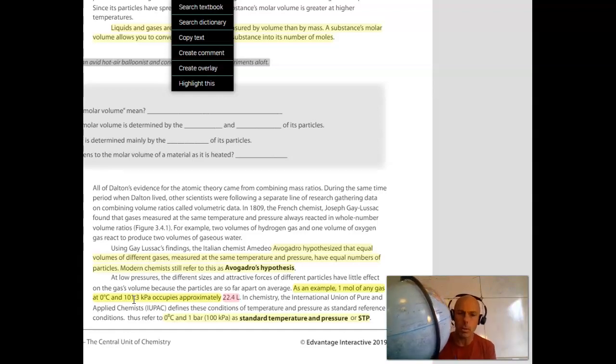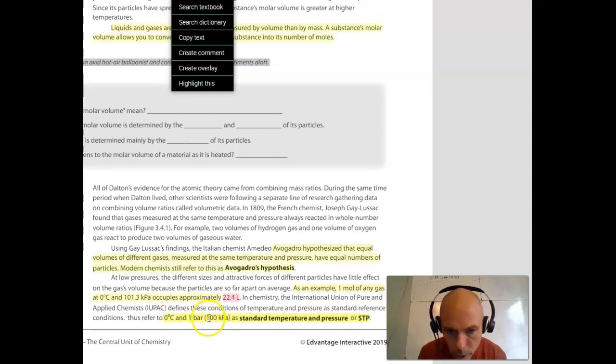6.02 times 10 to the 23, which again is a ridiculously high number of particles. Because we use and refer to this value often, 22.4 liters, coming from 0 Celsius and 101.3 kPa, there's a term to describe that temperature and that pressure, and it's called standard temperature and pressure, abbreviated STP. Standard temperature and pressure is 0 Celsius, or 273 Kelvin, and 101.3 kPa.